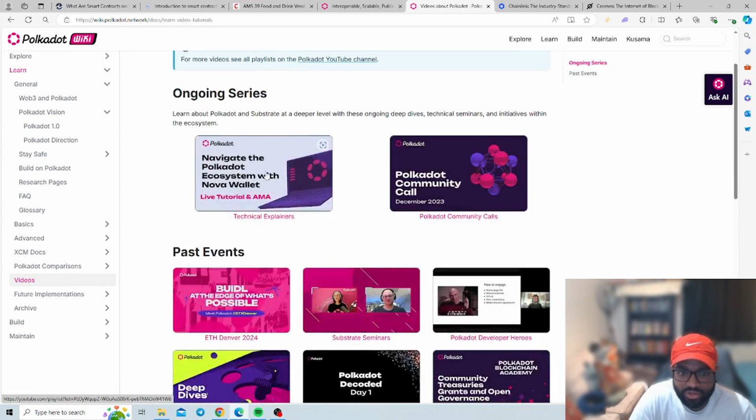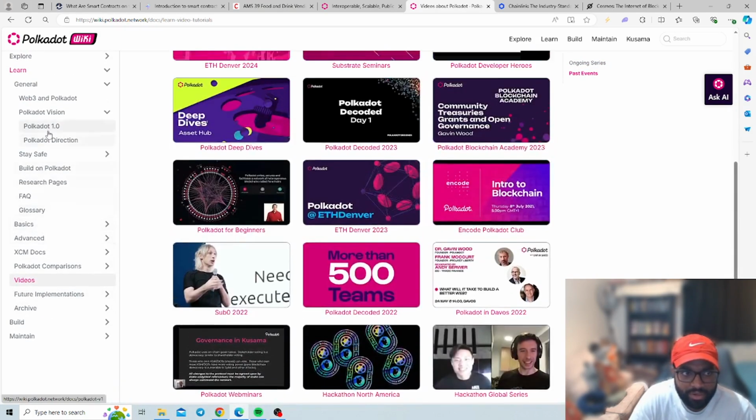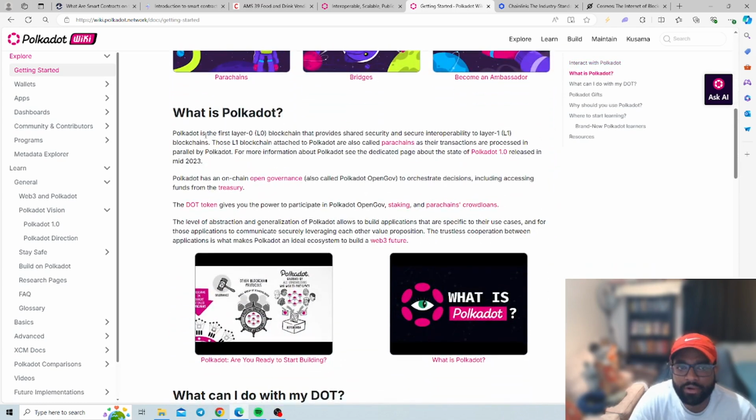Different videos, so you can just see the past events, shows all the different stuff that's going on within the Polkadot ecosystem, but it shows accounts. What is Polkadot? Polkadot is a layer 0 blockchain that shares security and secures interoperability for layer 1 blockchains. Those layer 1 blockchains attached to Polkadot are also called parachains, as their transactions are processed in parallel by Polkadot. For more information, Polkadot has on-chain open governance to orchestrate decisions, including accessing funds. The DOT gives you power to participate.